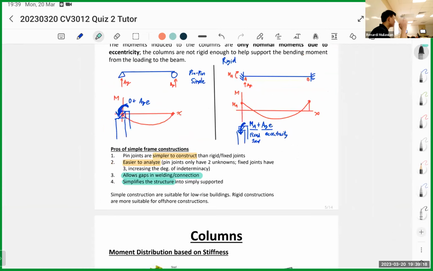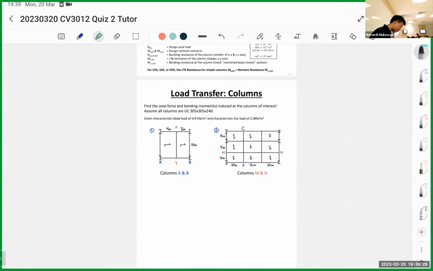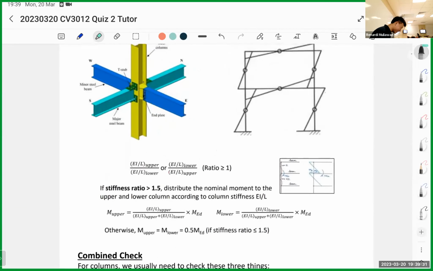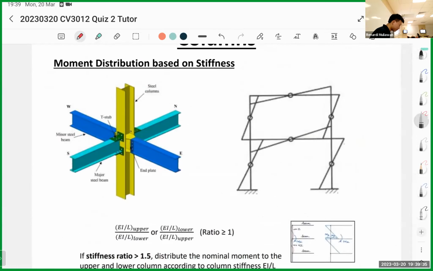So far, is anyone confused? This one is still concept, still concept. If no one is confused, then okay, we continue. Just one more page of concept. Don't worry.